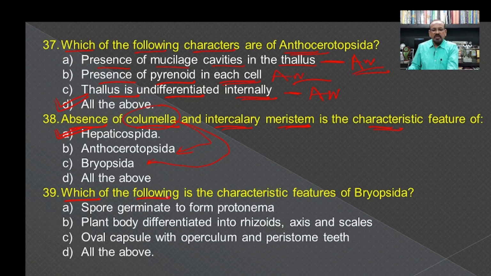Then which of the following is the characteristic feature of the Bryophyta? If we see this Bryophyta, then the spores germinate to form the protonema. This is the correct one. Then the plant body differentiated into the rhizoids, axis and the scales that we have seen in the plant body of the Funaria. Then the oval capsule and operculum and the peristome teeth.